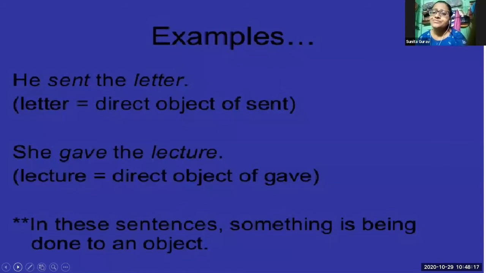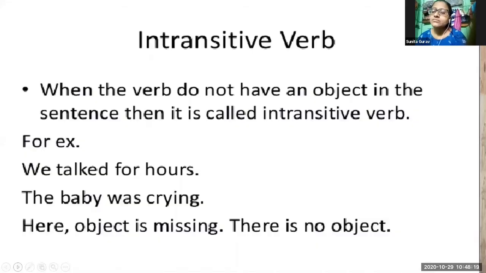Next, now we will go towards intransitive verb. Now intransitive verb is totally opposite of transitive. Okay? When the verb does not have an object in the sentence, then it is called intransitive verb. See the meaning. When the verb does not have an object in the sentence, then it is called intransitive verb.